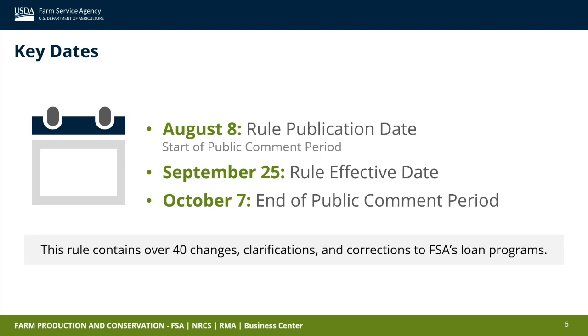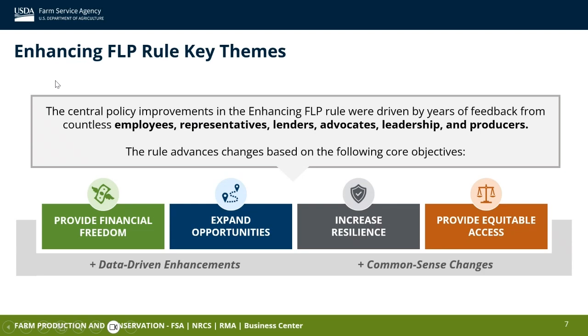And then some key themes of the rule: we're trying to provide some financial freedom to our customers, to let them have more of a voice in how things are structured and how we can better assist them. We want to give them some additional opportunities in the way we assist them. And the goal is to really increase their resilience, so that if somebody does have a natural disaster, or the price of fuel goes up, or the price of fertilizer increases, or the price of their commodity drops, we don't have somebody that's already in need of some type of loan servicing because they're unable to meet their financial obligations.